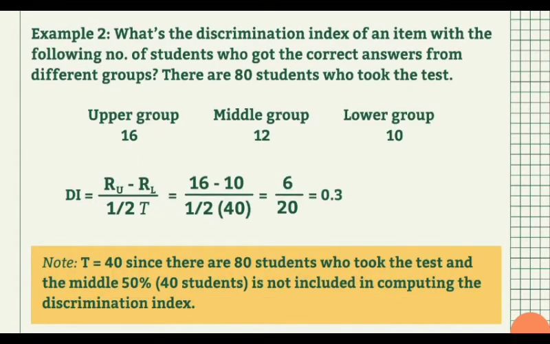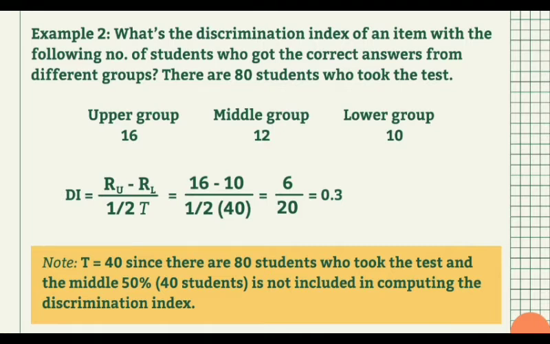Now, let's proceed to our second example. What's the discrimination index of an item with the following number of students who got the correct answers from different groups? There are 80 students who took the test. Upper group 16, middle group 12, lower group 10. We have our formula di is equal to Ru minus Rl over 1/2 times T.